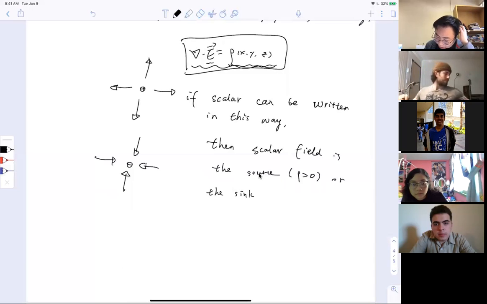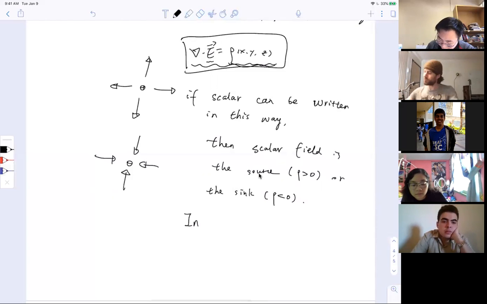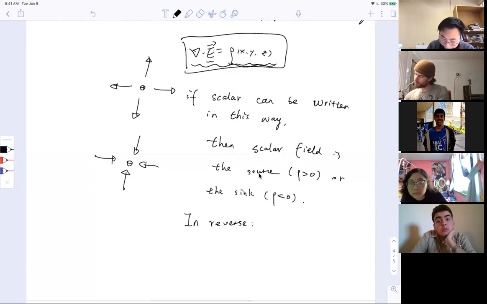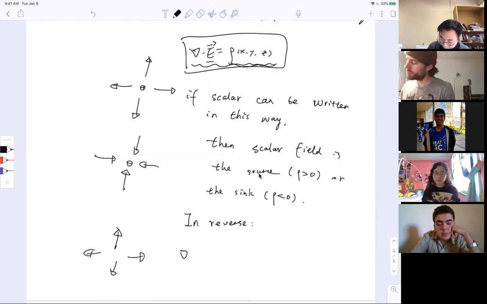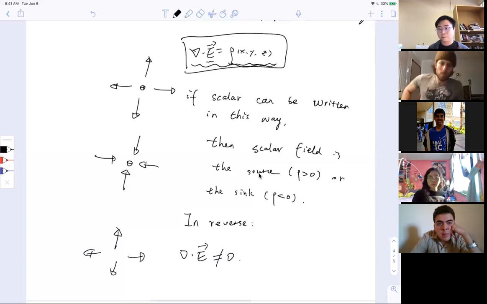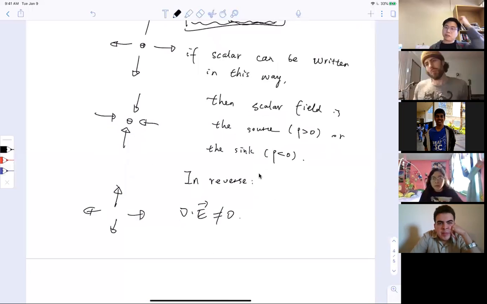So okay, then the scalar field is the source if this guy is negative. So in reverse, if I have a vector field in some region that looks like this, with vectors pointing outside, then you know that this vector field definitely gives us a non-zero divergence. So sometimes, given a picture of the vector field, you can tell by eye whether it's divergence free or not.